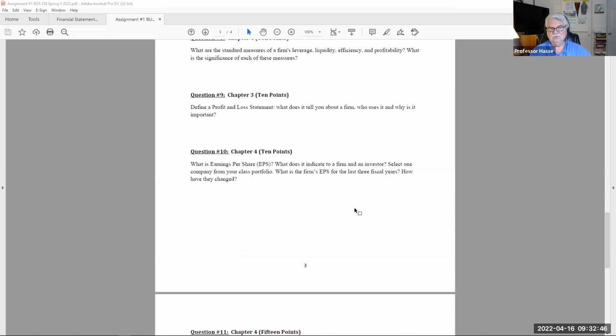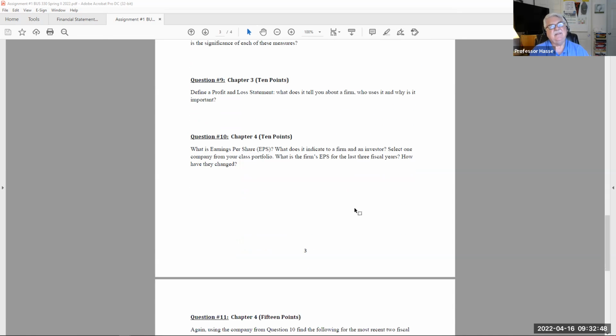Chapter 4 is the subject of question number 10, and this applies to your portfolio. What is the earnings per share? What does earnings per share mean? What does it indicate to a firm and to an investor? Select one company from your portfolio and find the last 3 fiscal years. Fiscal year means their business year. What is the firm's earnings per share for the last 3 fiscal years? How have they changed over those 3 years?